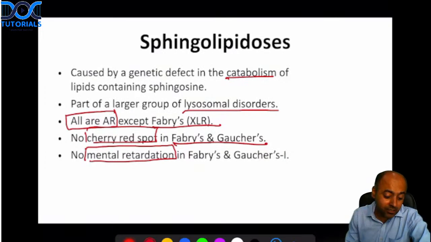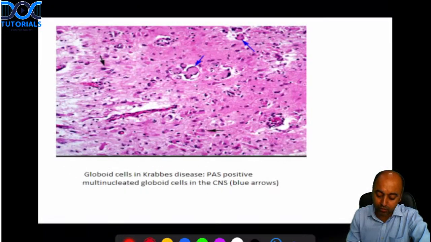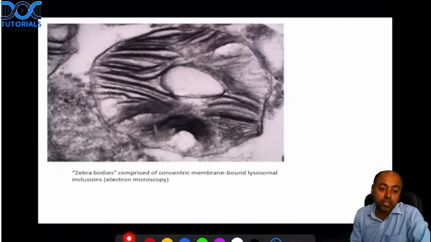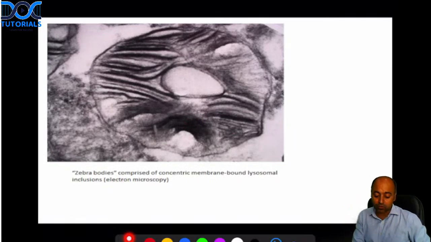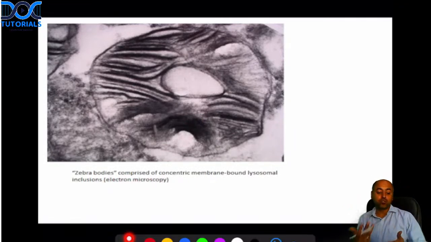Some characteristic findings. What are the characteristic findings? Zebra body inclusions and globoid cell inclusions. See, globoid cell inclusions, globe-like inclusions are there inside the cell. We call them globoid cell inclusions. And the zebra body inclusions, they are seen under the electron microscope. You can see here, they are seen under the electron microscope. And the lysosomal appearance is described as the zebra body inclusion.